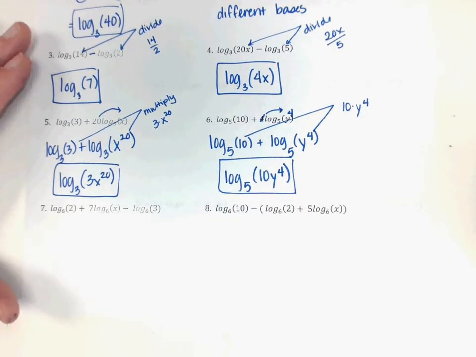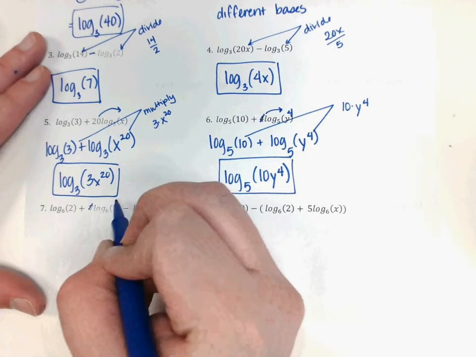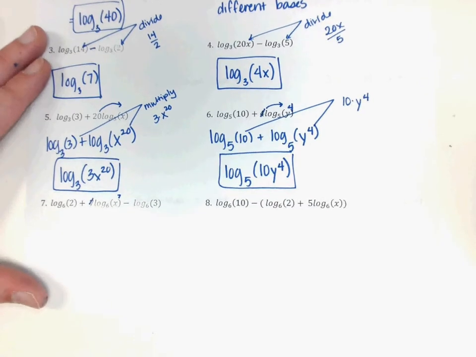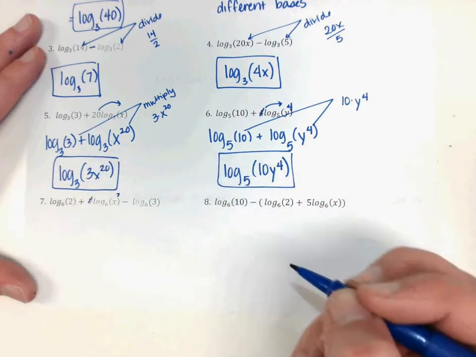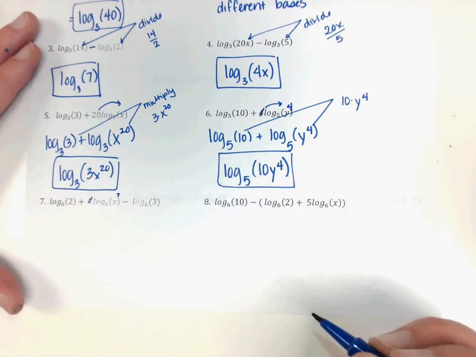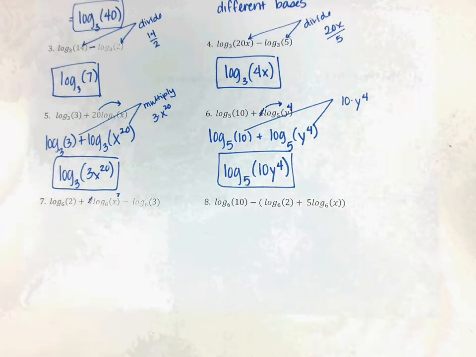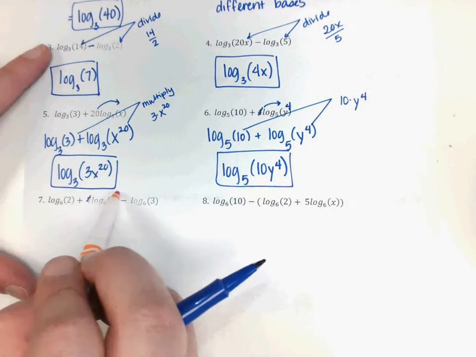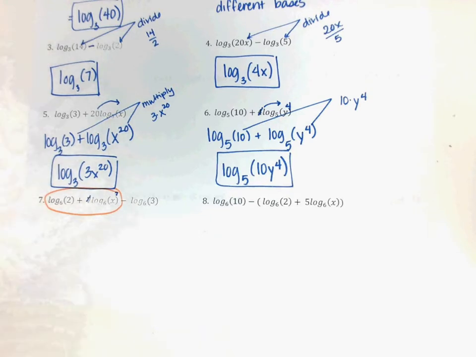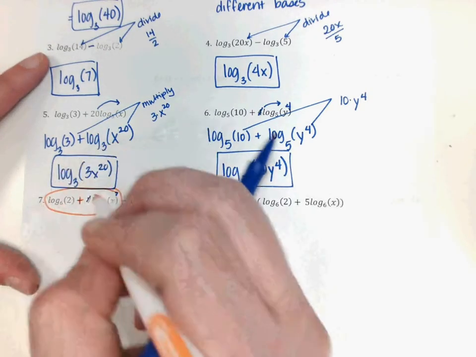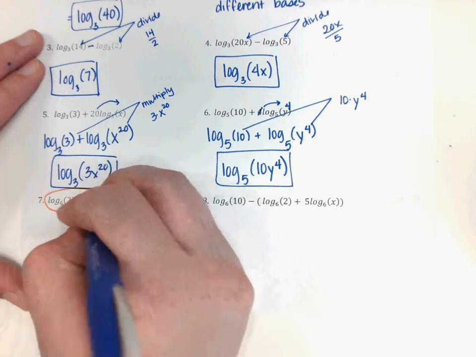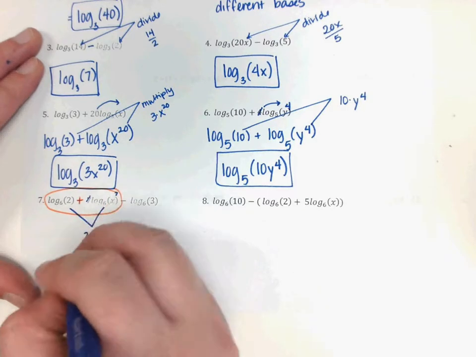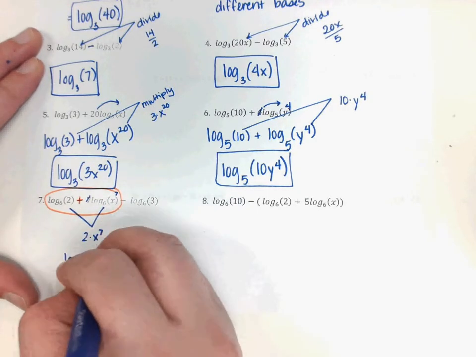Look at number 7. What number can I move? 7. The 7, where does it go? Up as an exponent. So I have log little 6 of 2 plus log little 6 of x to the 7 minus log little 6 of 3. Now, what you're going to do from here is take turns combining them. So I'm going to combine these first two together first. I see a plus in the middle. Am I multiplying or dividing the 2 and the x to the 7? I'm going to multiply. So 2 times x to the 7 is log little 6 of 2x to the 7.